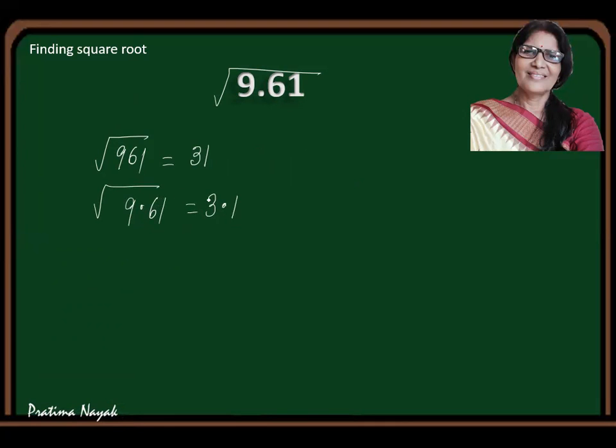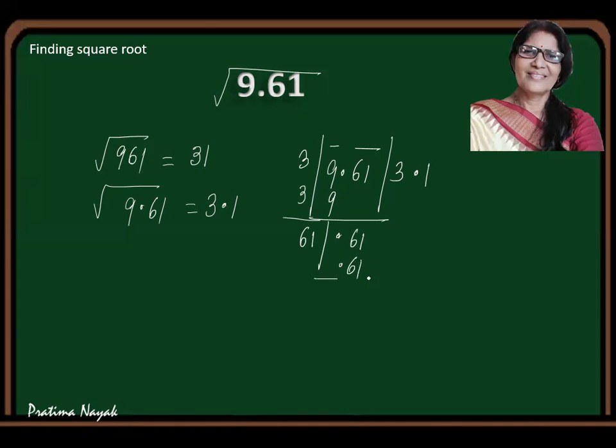But we'll learn how to find it. Okay. So I'll write 9.61, its square root. I'll make a pair. 3 times 3 is 9, then the point, 0.61 together. 3 plus 3 is 6. 1, 0.61. So it is 3.1. I hope you have followed.